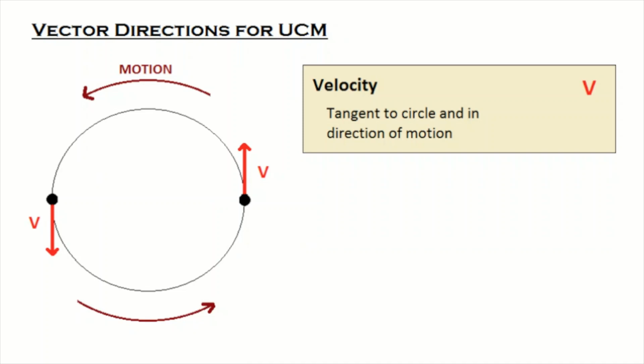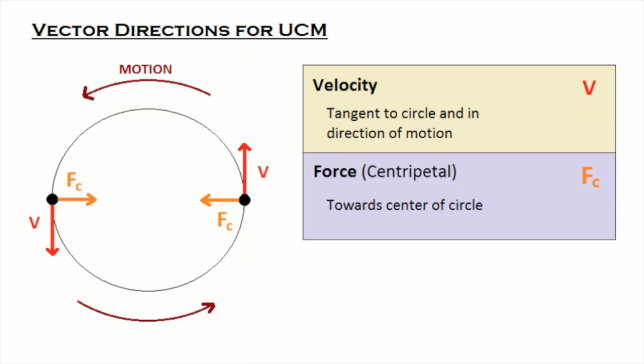Let's talk about vector directions for uniform circular motion. We've already discussed that velocity should be tangent to the circle, but it should also be in the direction that matches the overall motion. So for this object that is moving in a circle in a counterclockwise direction, we want to have the velocity on the right side of the circle go up and on the left side down to match the overall counterclockwise motion. Force should point to the center of the circle. We call this force centripetal force, centripetal meaning towards center. And this is like the net force for circular motion. So relate Fc to circular as you would F net to linear.